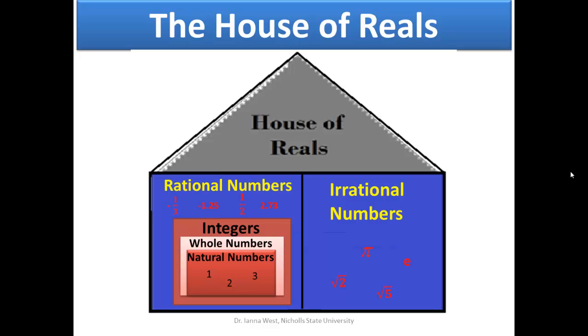As we proceed, it is important to remember there are two rooms in the house of reals. We will see the subsets in the rational room quite often, so try to visualize the set of integers as a closet in the rational room, which contains both the whole numbers and the natural numbers, and outside the closet are numbers that can be written as fractions or decimals only.